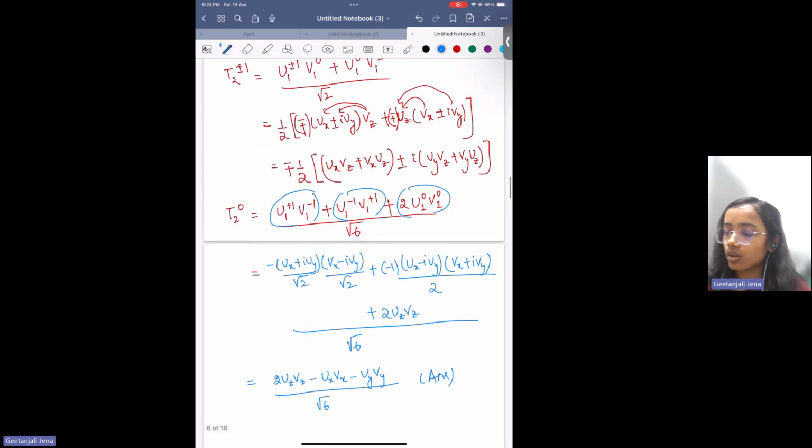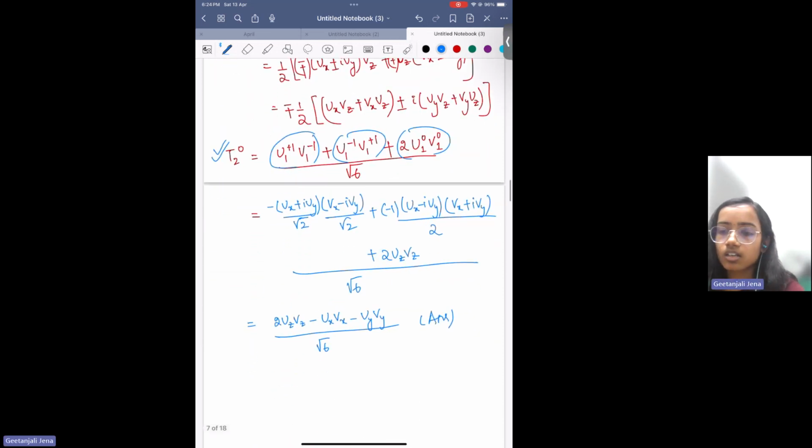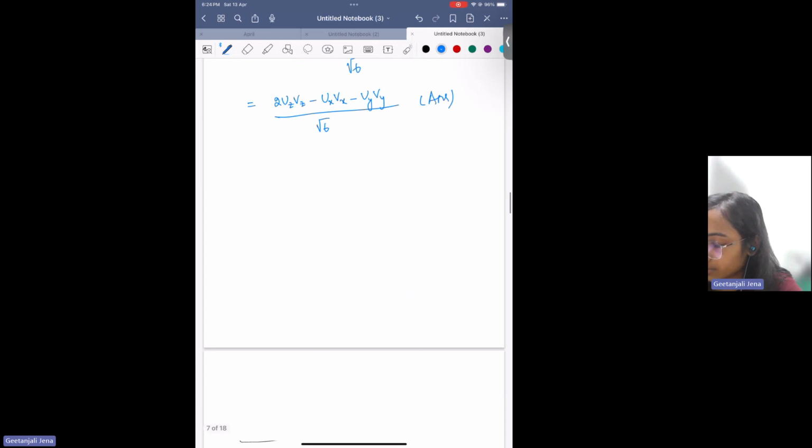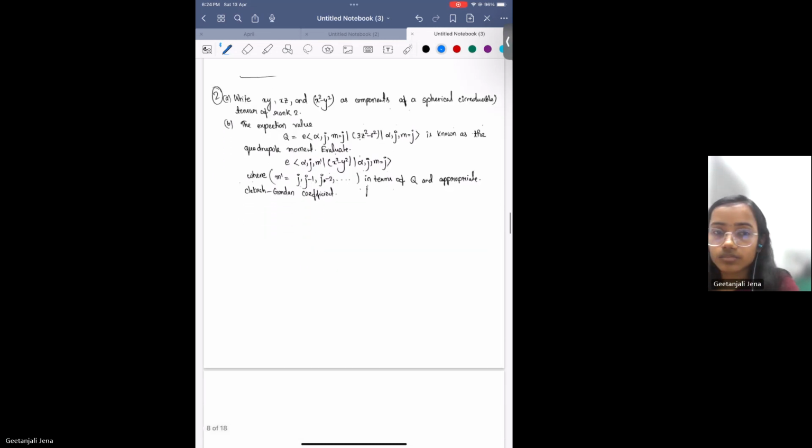Okay, so now you have all the components of the spherical tensor: t2 0, t2 plus or minus 1 and t2 plus or minus 2. So this is how you can construct a spherical tensor of different rank using two arbitrary vectors. So now let us move to the third question. Please go through the question once.